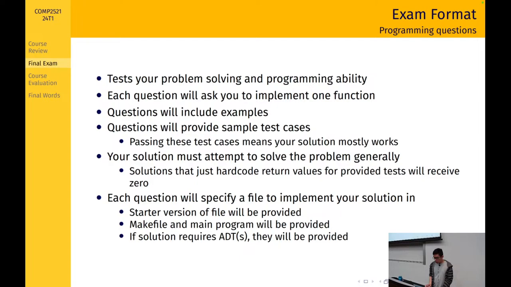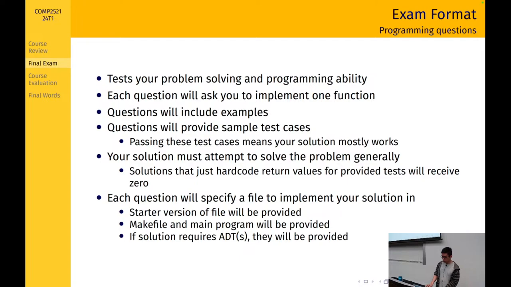Also, just because we give you certain test cases in the programming questions, you shouldn't hard code your solution to these test cases. For example, if we ask you to find the number of odd values in this linked list, and one test case that we give you starts with the number 3, and the number of odd values in that list is 5. If your solution goes, if first value is 3, return 5, then that's a hard code, so you shouldn't do that. Make sure to try to solve the problem generally. If you just hard code return values for each test case, then you'll just get 0, because you're not solving the problem.